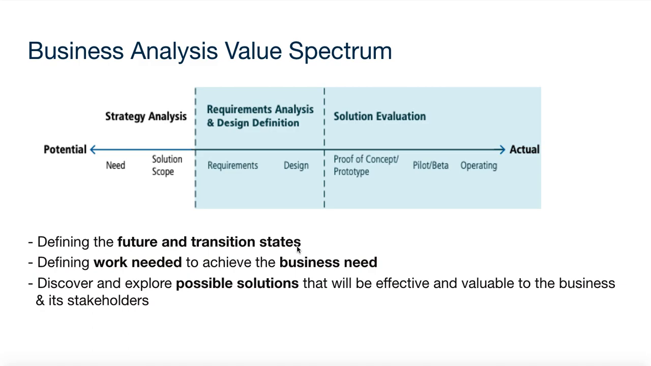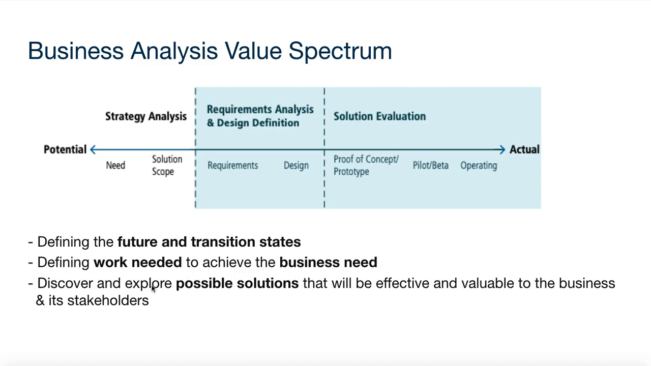The next one is you need to define the work needed to achieve that business need. You just don't say this is the business need and this is what we are looking for and leave it there. You need to come up with a strategy that says these are all the different workable things that need to be done in order to achieve that strategy.